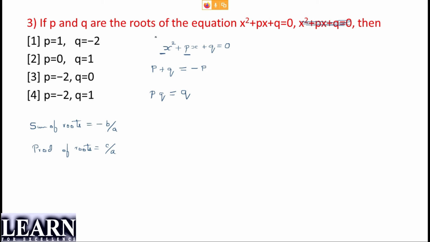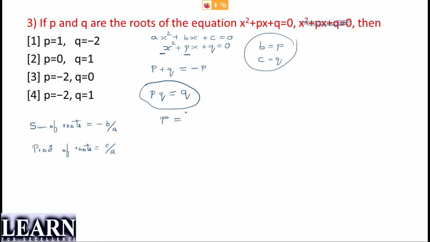So if anyone is having doubt how we got this, I'll write the general format. Here I can write b is equal to p and c is equal to q. This is how we have taken it. Clear? Now from this second equation, what I can say is p is equal to q by q, that is nothing but 1. So I'll substitute it back in the first equation, which says q is equal to minus 2 times p, which is equal to minus 2 now. So we have got p equal to 1 and q is equal to minus 2.